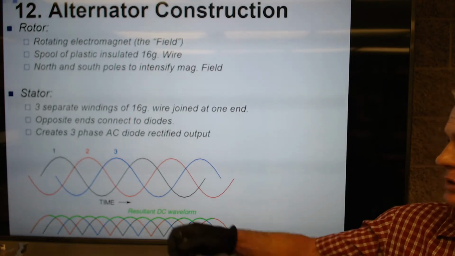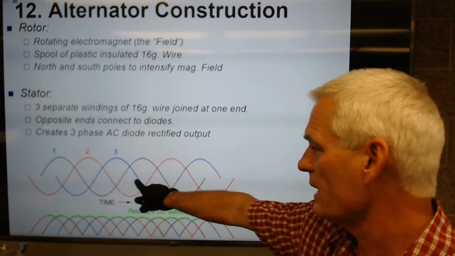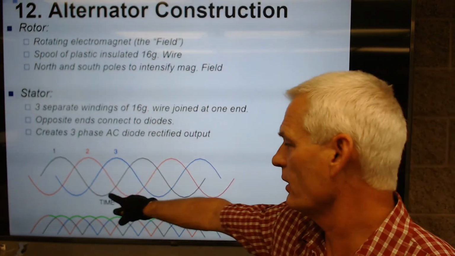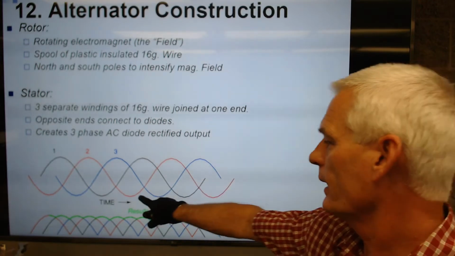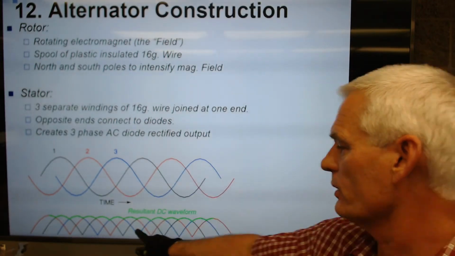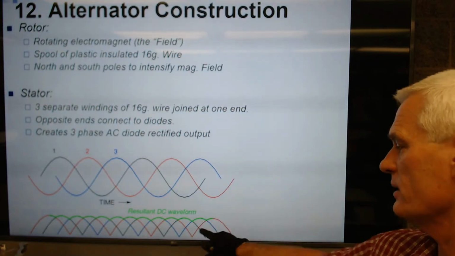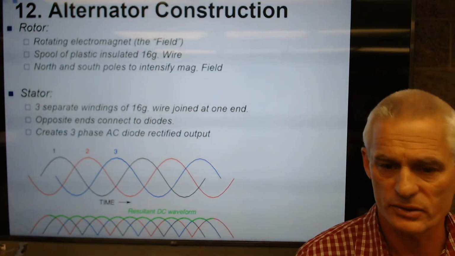Okay, so there's our 0 set line, this positive and negative voltage flowing in one loop, another one, and finally another one. We're going to turn it into all DC, so it's all positive voltage swings.